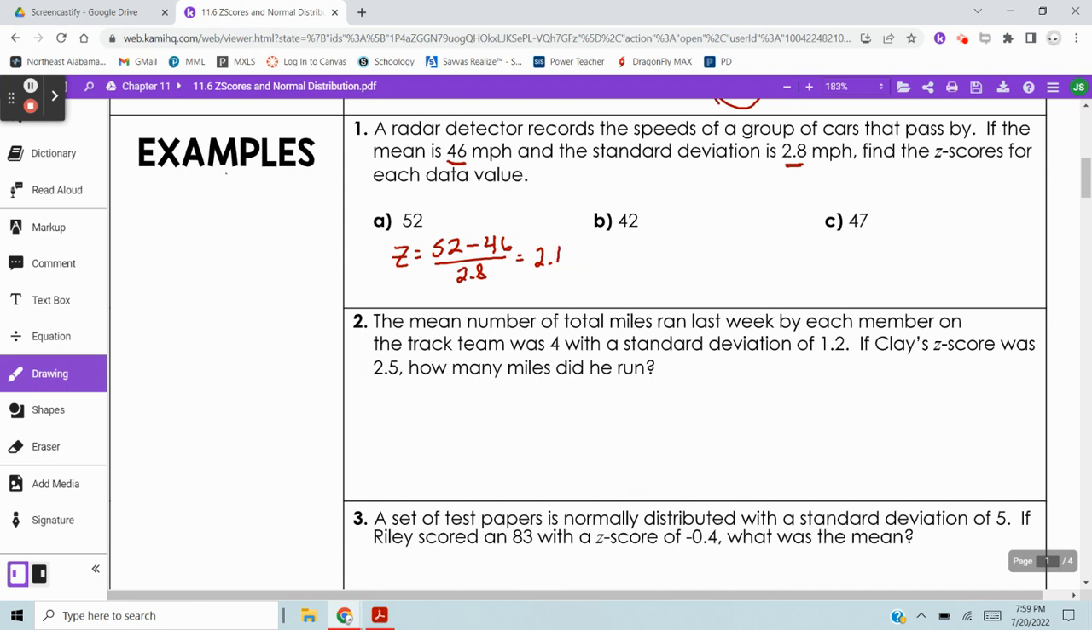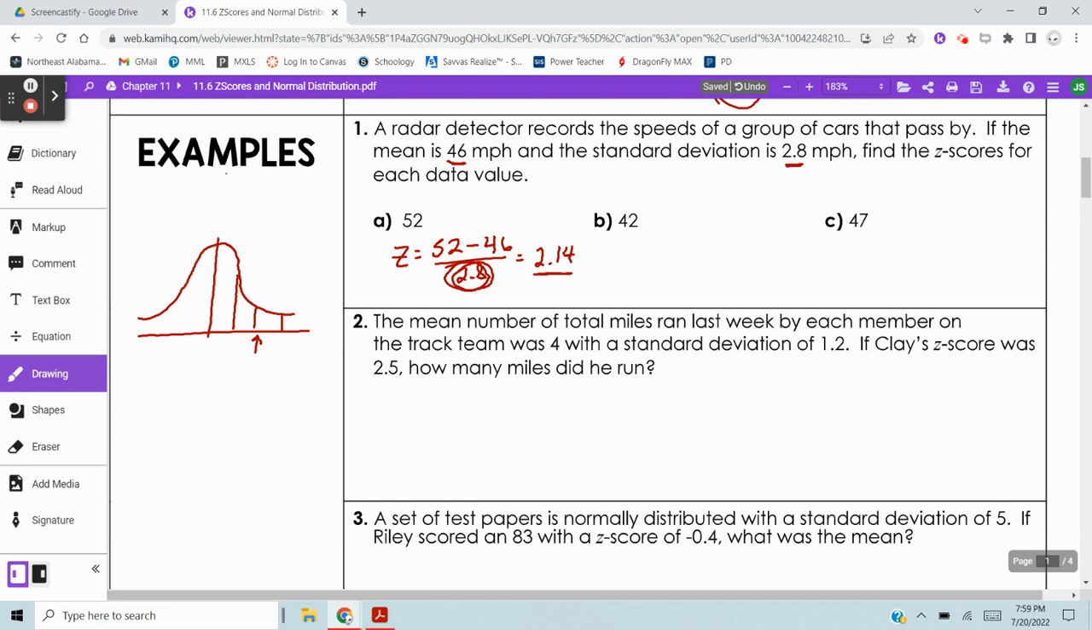Now we need to understand what that actually means. One standard deviation from the mean is 2.8 away, so we are a little over 2 standard deviations from the mean. And since it's positive, we remember our bell curve from our last section. If our mean is here, we had 1 standard deviation here, we remember our percentages, and 2 standard deviations here, and 3 standard deviations here. So we would be somewhere about right there, 2.14 standard deviations above the mean.